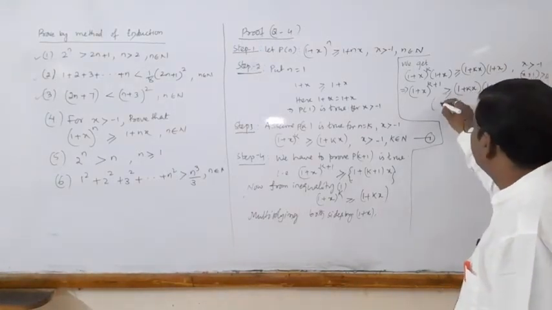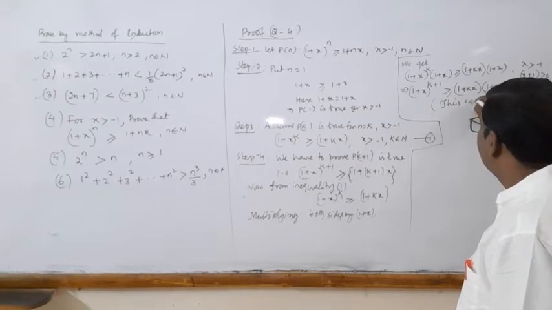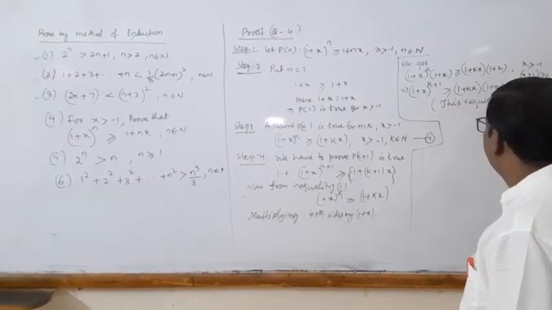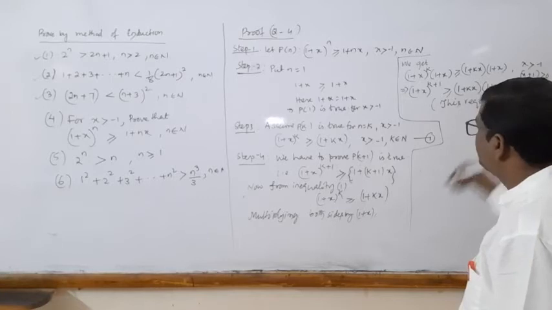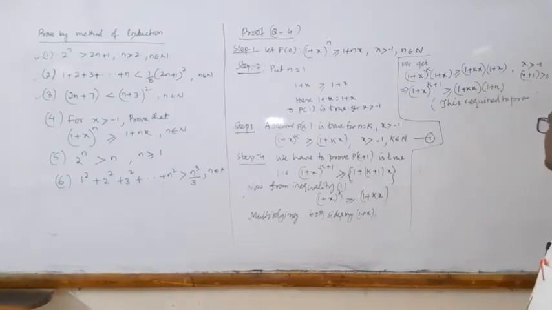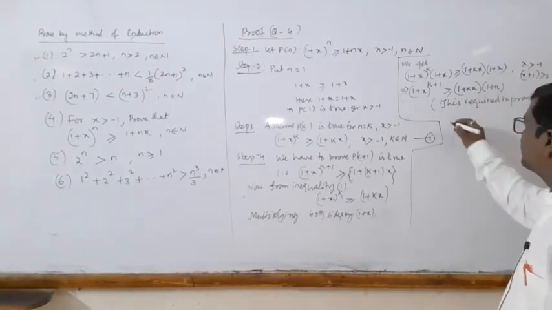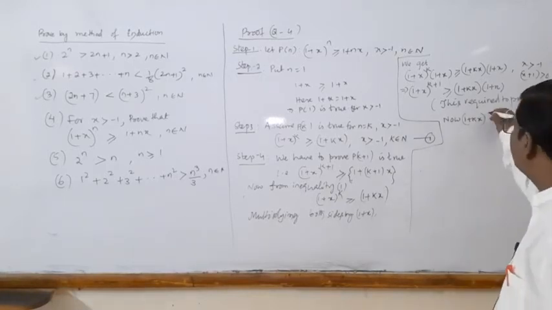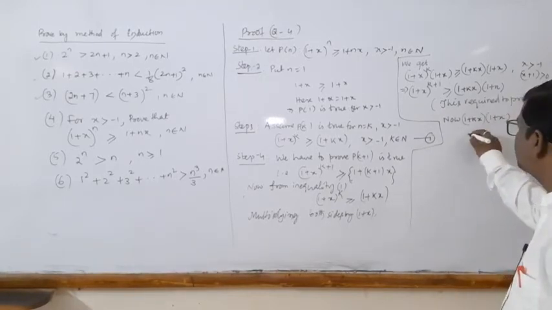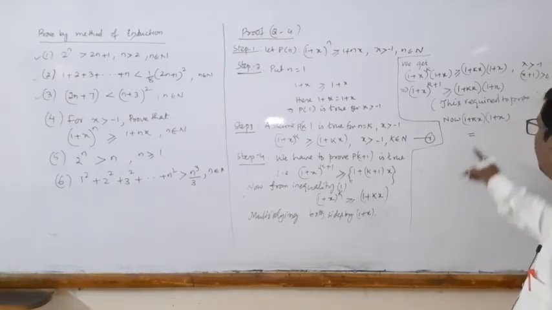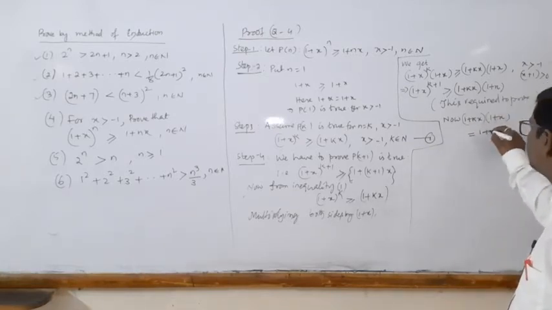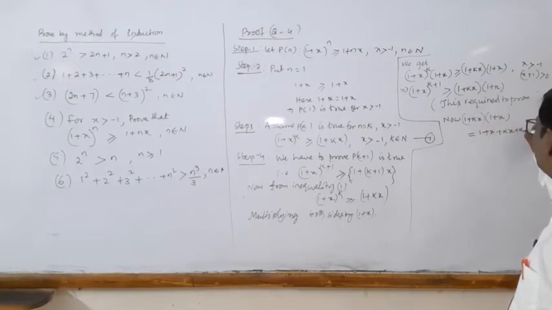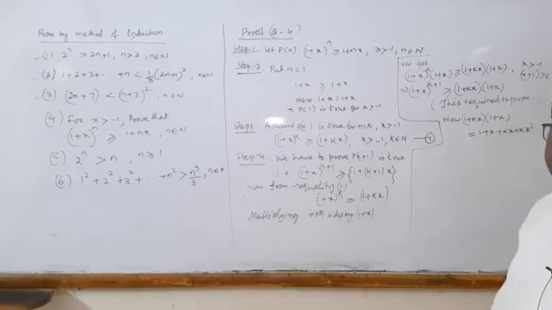Now (1 plus kx) into (1 plus x) can be written as 1 plus x plus kx plus k into x square. Clear?